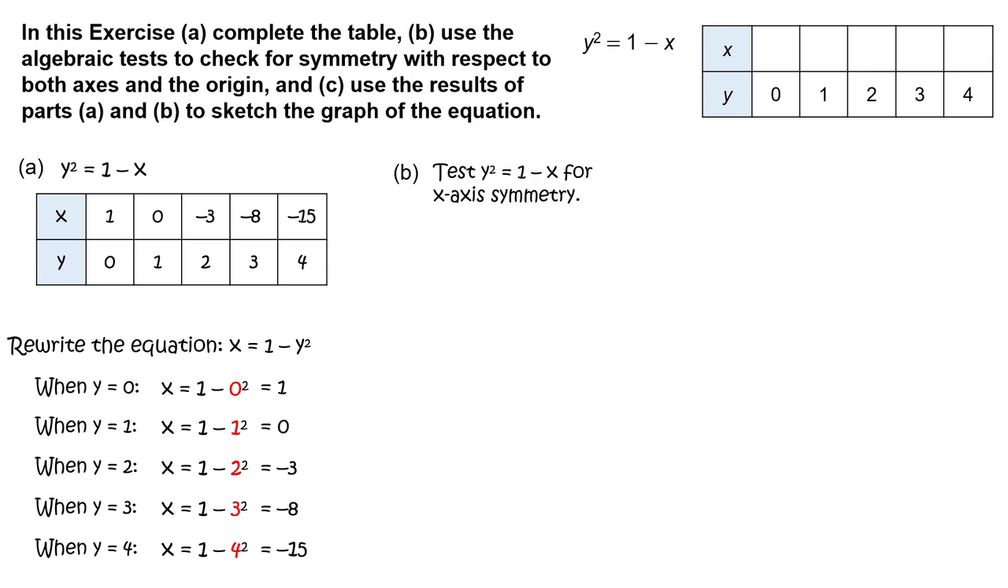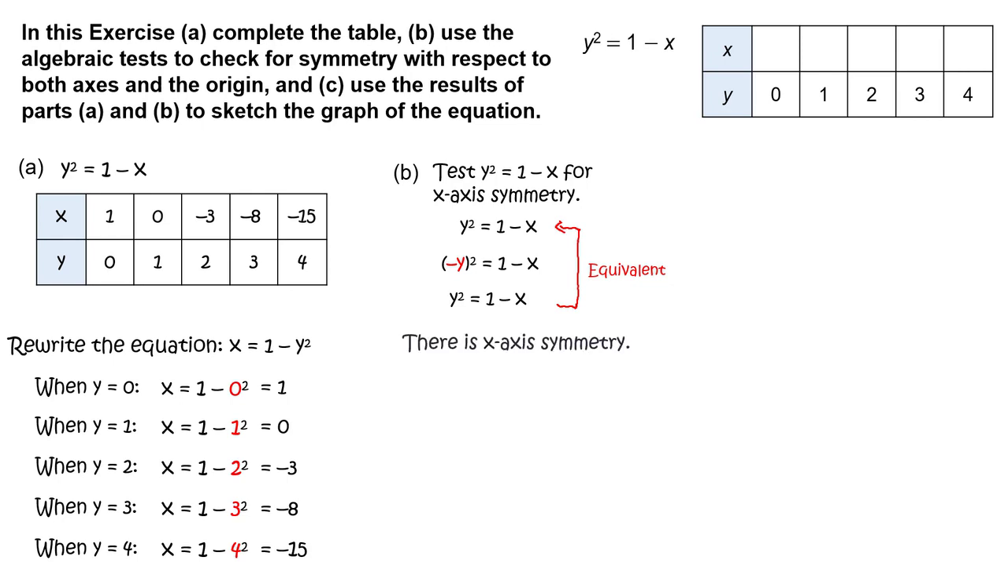Part B. Test y squared equals 1 minus x for x-axis symmetry. First, write the original equation. Then, substitute negative y for y. Simplify to get y squared equals 1 minus x. Note the resulting equation is equivalent to the original equation, so there is x-axis symmetry.